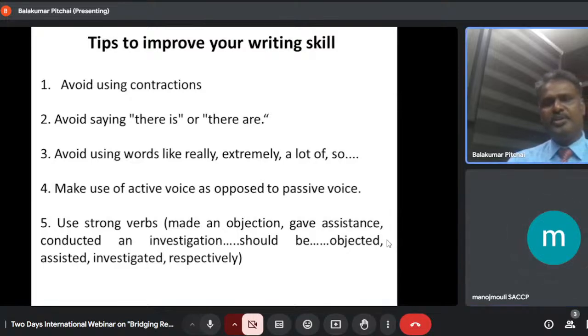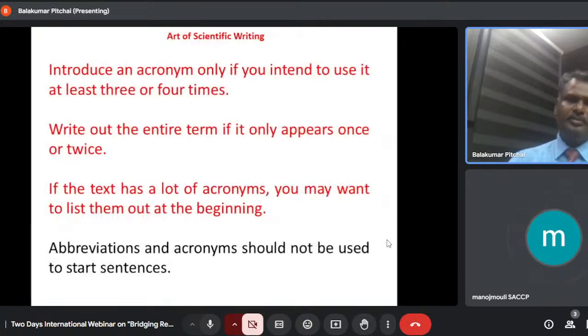Make use of active voice as opposed to passive voice, and use a strong verb. For example, "we made an objection." No, "we objected." "We gave assistance." "We assisted." "We conducted an investigation." "We investigated." So you should always use a strong verb.